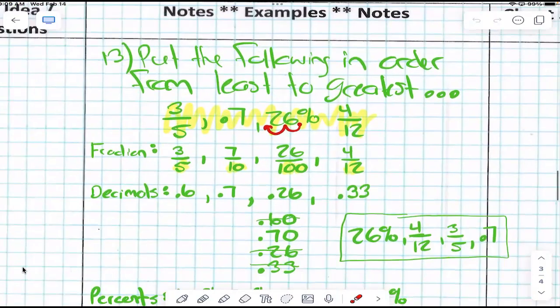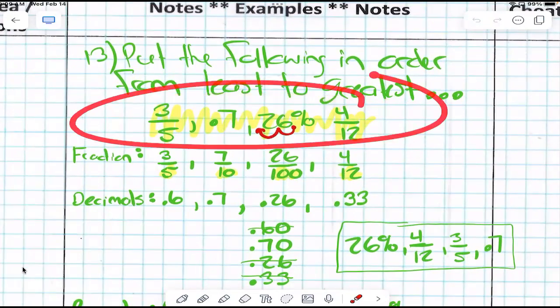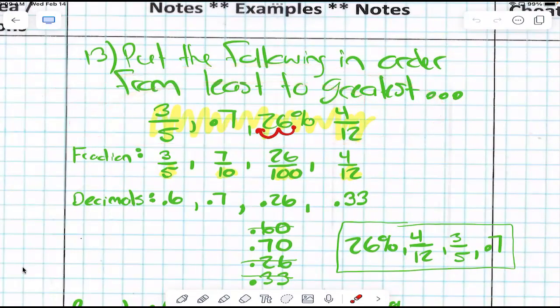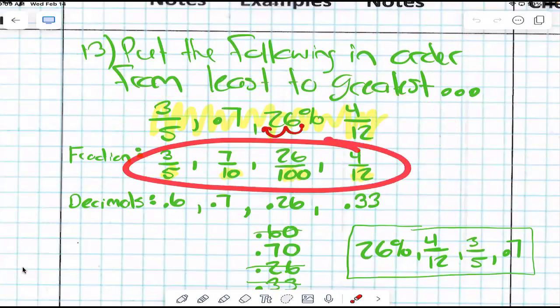Okay. This guy right here, I asked you to put them in order from the smallest to the biggest. They're all in different forms, yes? We put them all in fraction form. So we took 3/5, 7/10, 26%, and 4/12, and we put it in fraction form. Is that helpful?